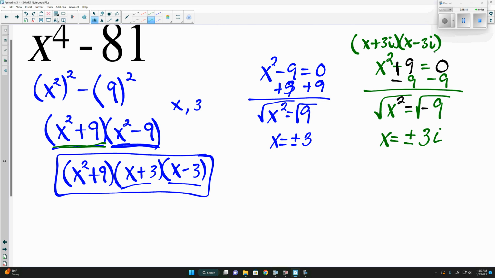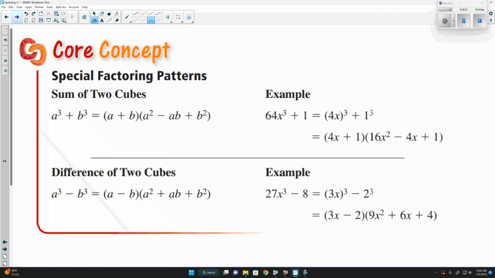Questions on this here? Now, we are not finishing this note sheet today. We're going to finish it tomorrow. So the last thing we're going to look at today is sum and difference of perfect cubes.